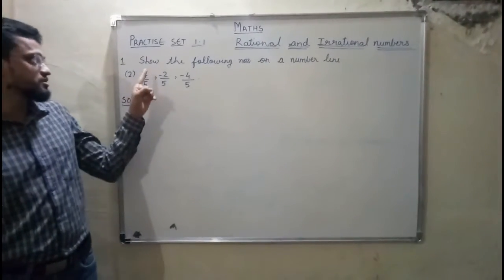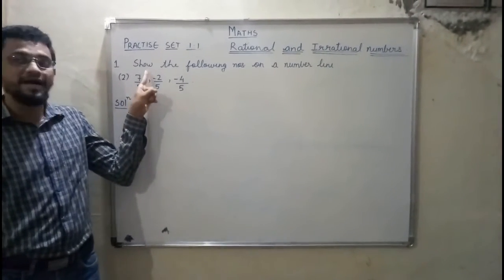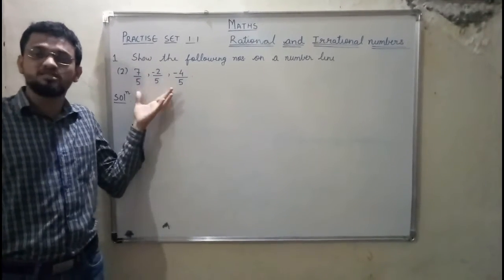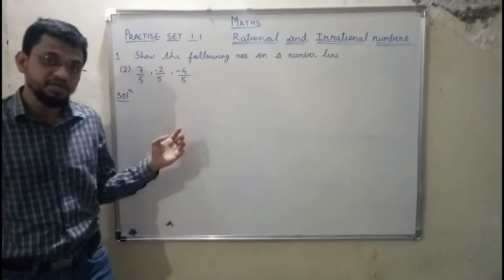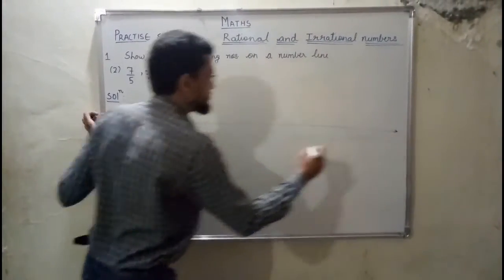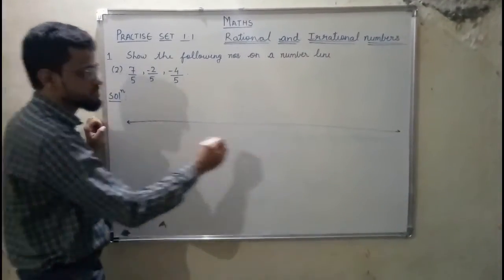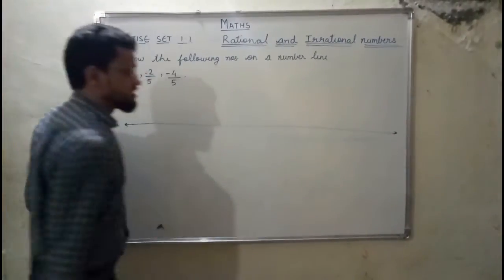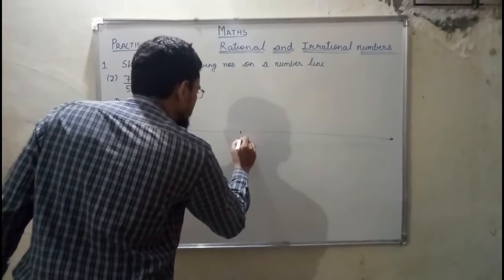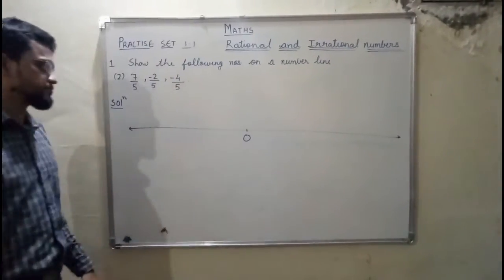The second question is 7 upon 5, minus 2 upon 5 and minus 4 upon 5. We have to place these 3 numbers on a number line. The first step is to draw the number line. We'll make 2 arrows at both ends of the number line. At the center of the number line, place the number 0.